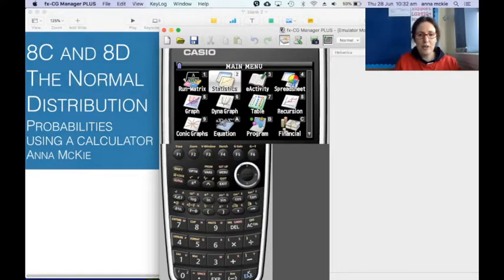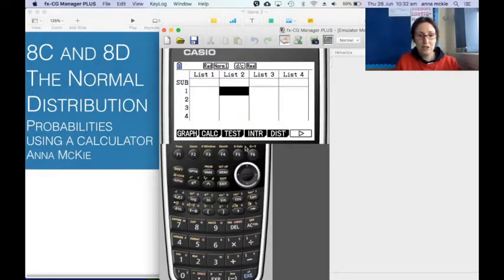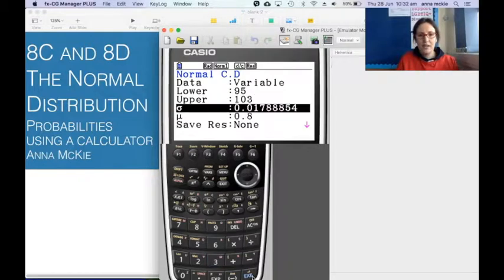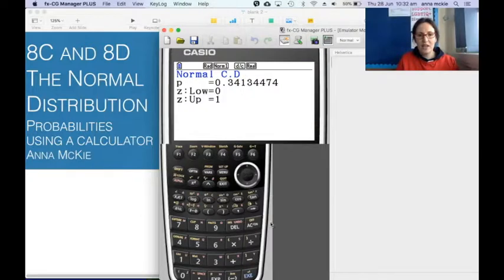So we're in statistics mode, enter that. You want to select distribution and which type? It's a normal distribution, so F1 in Casio's. Your options here, it's NCD, the normal cumulative distribution. So we're accumulating between 95 and 103. And your data is variable unless you had something in a list, but that's not what we're doing. So your lower was 95, upper was 103, standard deviation was 8, and your mean is 95. And the answer for that is what we expected, 34.13.